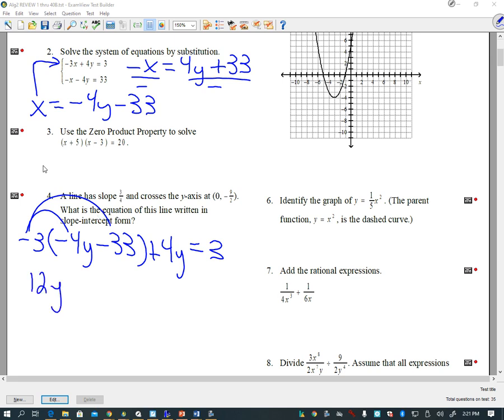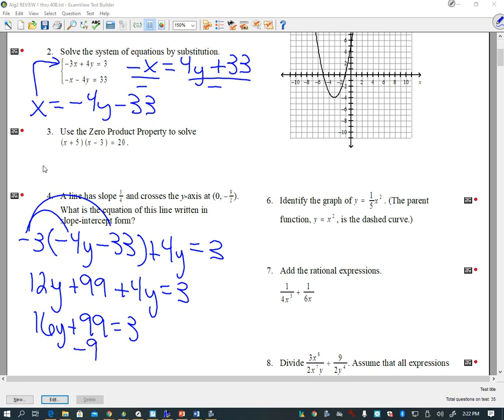12y plus 99. Okay, that takes care of that. So plus 4y equals 3. Okay, what's next? Great. Combine like terms, which is 12y and 4y, which comes out to be what? 16y plus 99 equals 3. I'm really happy to see a bunch of you with writing pens working things out. Okay, what's next?